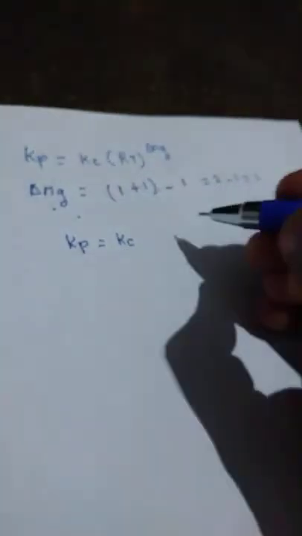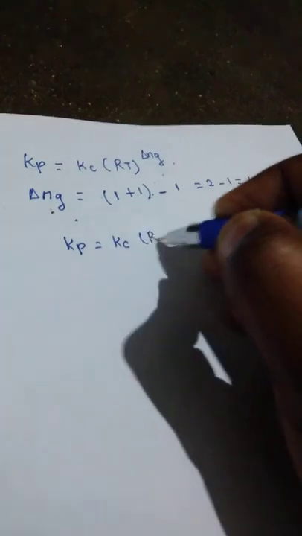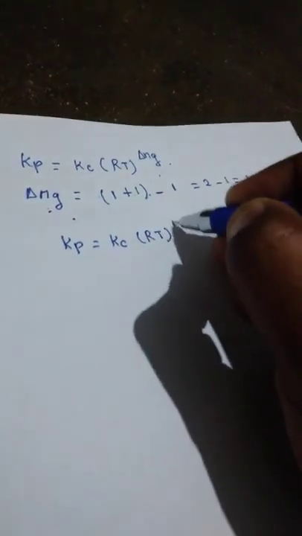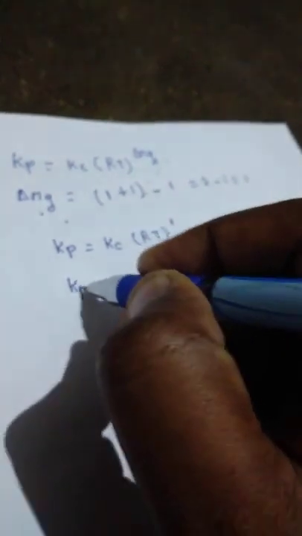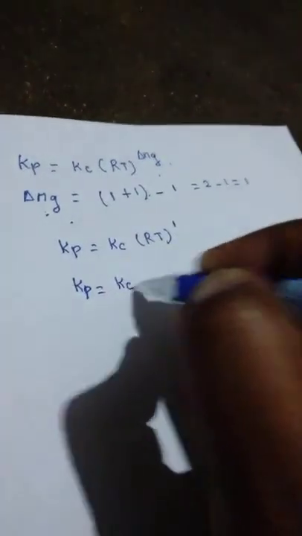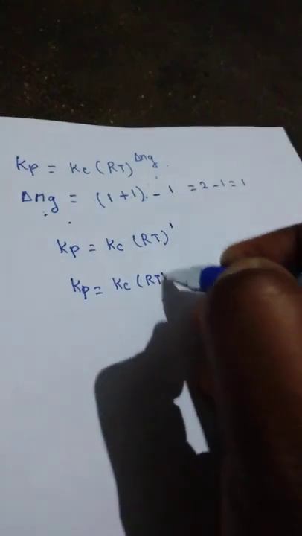Okay, see, now we can substitute the value of delta Ng in this Kp equation. So tell the equation: Kp is equal to Kc into RT power delta Ng value 1. So the formula correctly is Kp is equal to Kc into RT.